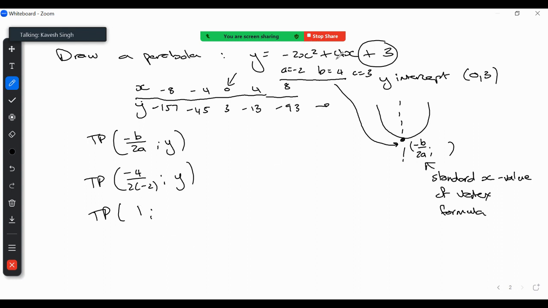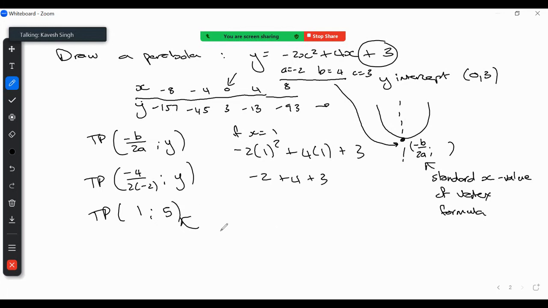Now if I put 1 in my equation, I will get this value over here. So if I put 1 in this equation, it means that I would have negative 2 times 1 squared plus 4 times 1 plus 3. What will that get me? So if x equals 1, I get negative 2 plus 4, which is 2. 2 plus 3 is 5. There we go. So we got a turning point.